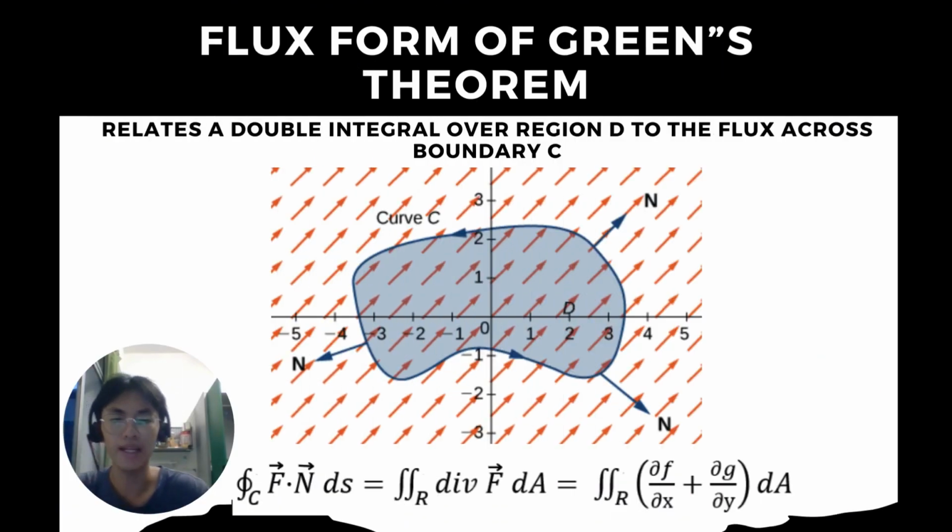The previous concept we explained is about the circulation form of Green's theorem. Now we move on to explain the flux form of Green's theorem. It relates a double integral over region D to the flux across boundary C. You can see in the diagram, D is the region enclosed by C, while N is the outward unit normal vector to the curve. So we can write the formula: the line integral of F dot N ds is equal to the double integral over region R of the divergence of F dA, which is also equal to the double integral of the partial derivative of f with respect to x plus the partial derivative of g with respect to y dA.